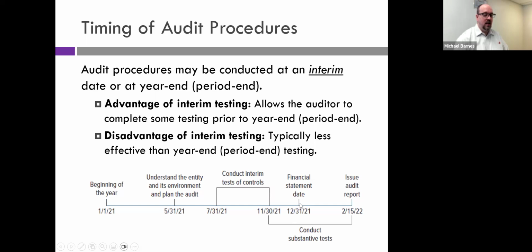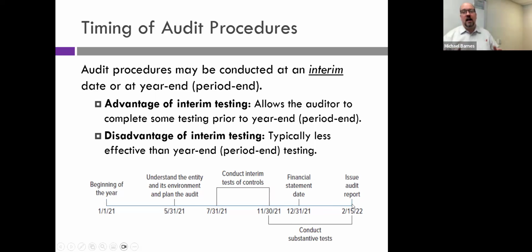This is the financial statement date year end, 12/31/21. This is when the audit finalizes. This would be considered to be the year end period. We're still conducting substantive tests. We'll also conduct some test of controls here, which we'll talk about here. But about a month and a half later, the auditor issues their audit report.